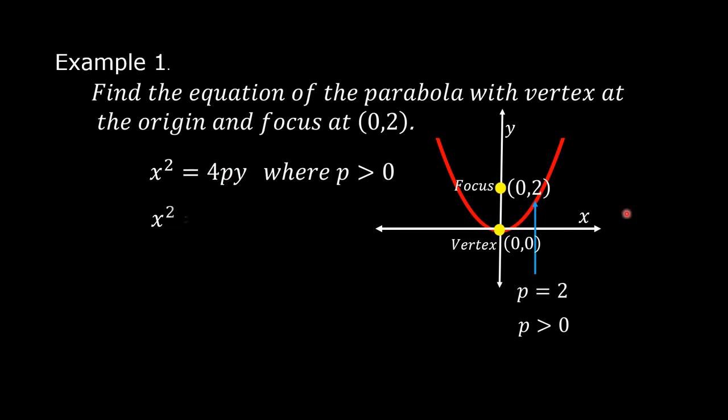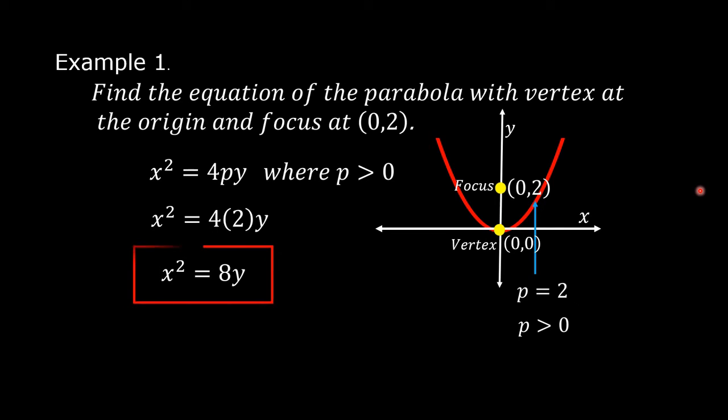Replacing p by 2, because p is equal to 2. So we have x squared is equal to 4 times 2 times y. Simplifying, we have x squared is equal to 8y. This is the equation of the parabola with vertex at the origin and focus at point 0, 2.